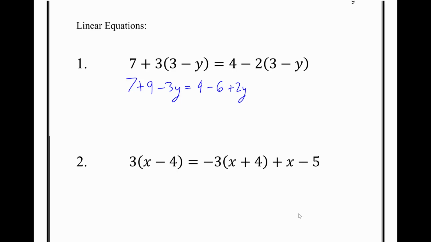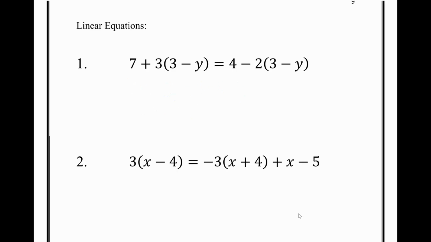Next, we move everything to opposite sides, so the y will be on the left side and the constants will be on the right side. So 7 plus 9 is 16, and we'll move the 4 minus 6 over to this side, so that we get minus 2 moved over. We flip the sign, so it's plus 2, and then on the other side we have 2y. We'll move the minus 3y over. Again, we flip the sign, and we end up with 5y.